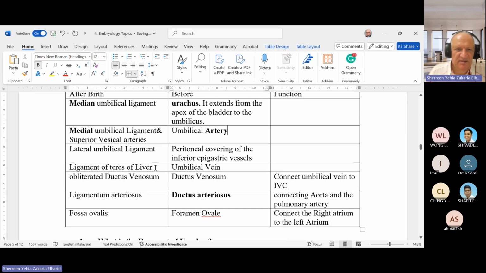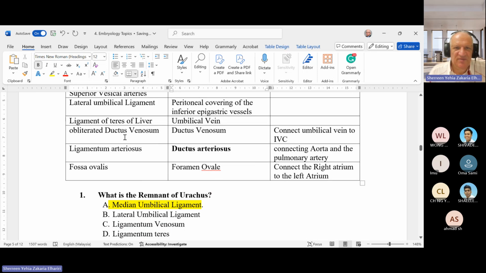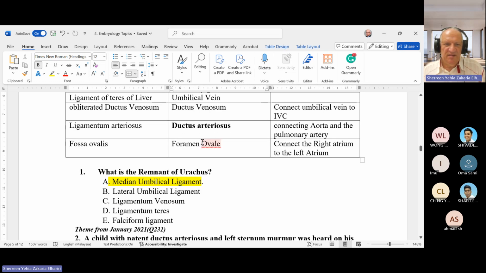You can see it in the adult liver. Of course, the ductus venosum becomes the ligamentum venosum. The ductus arteriosus becomes the ligamentum arteriosum. The foramen ovale becomes the fossa ovalis. Again, the foramen ovale is a connection between the right and left atrium, so it can be patent, causing an atrial septal defect or ASD. The ductus arteriosus connects the aorta and pulmonary artery, so it can be a patent ductus arteriosus. And the others are usually obliterated.